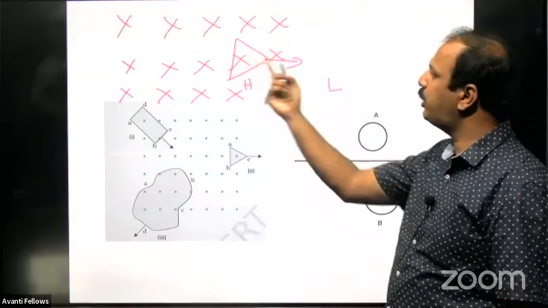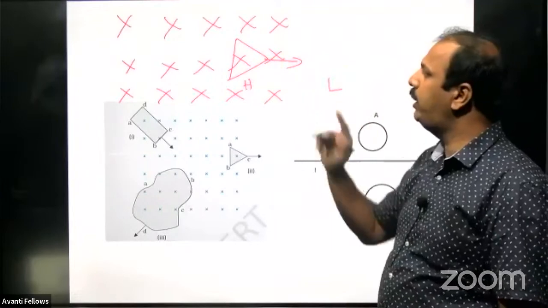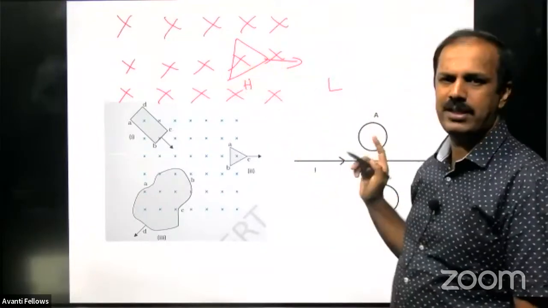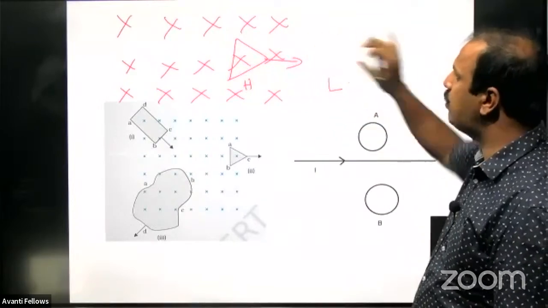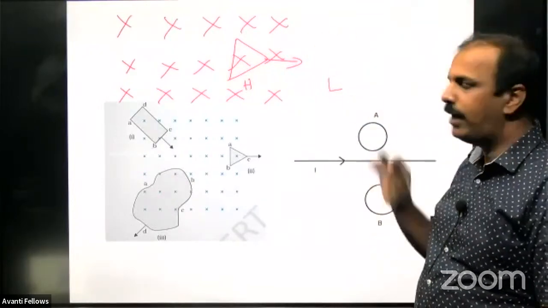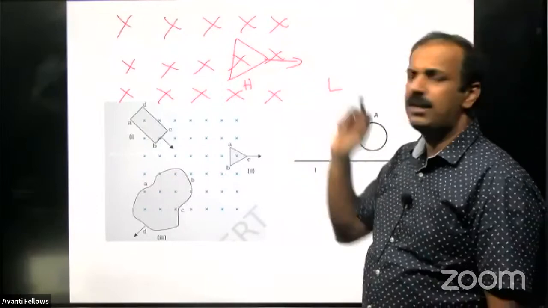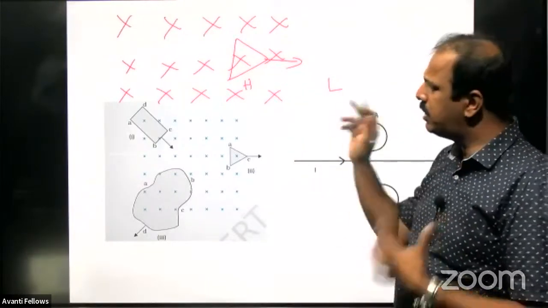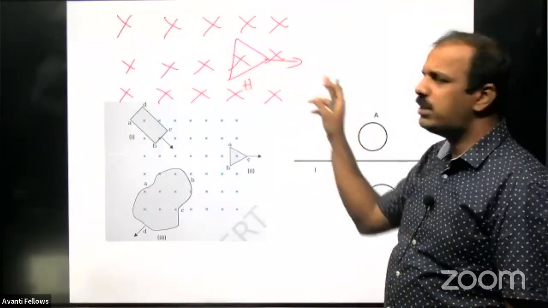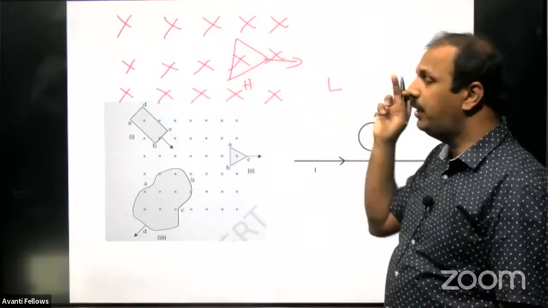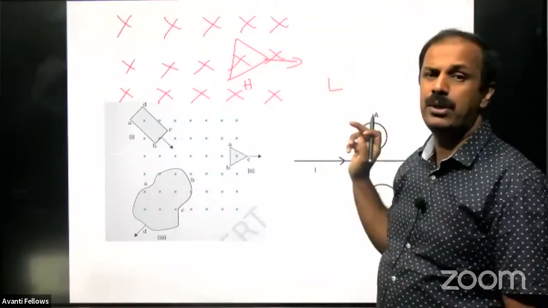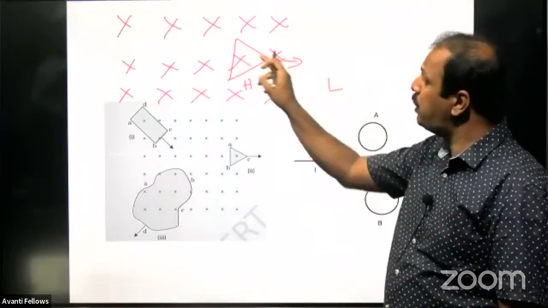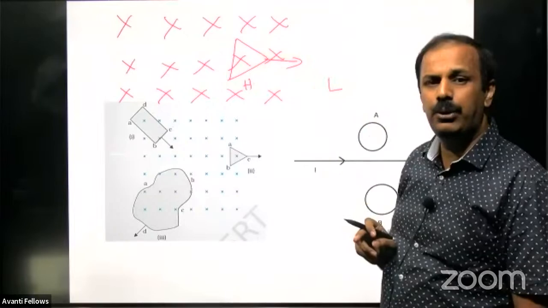We are taking this triangle outside. So what are we doing? We are reducing the flux. When it is coming out, the flux will be reduced. Lenz's law says that when you reduce the flux, the induced EMF should oppose that, so it should not reduce. So what do we have to do?